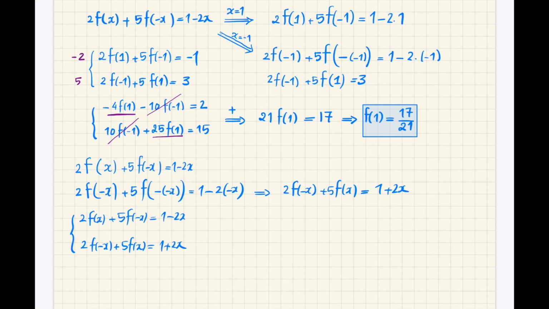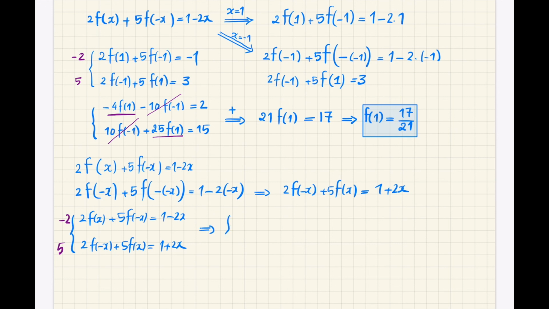And then you see that I have two equations, but I have again two unknowns. One of them is f of x, and the other one is f of minus x. But my goal is to find f of x, so I need to get rid of this extra unknown. And the trick is the same. So I do exactly the same thing. I multiply the first equation by minus 2, the second one by 5. So let us see how this will go.